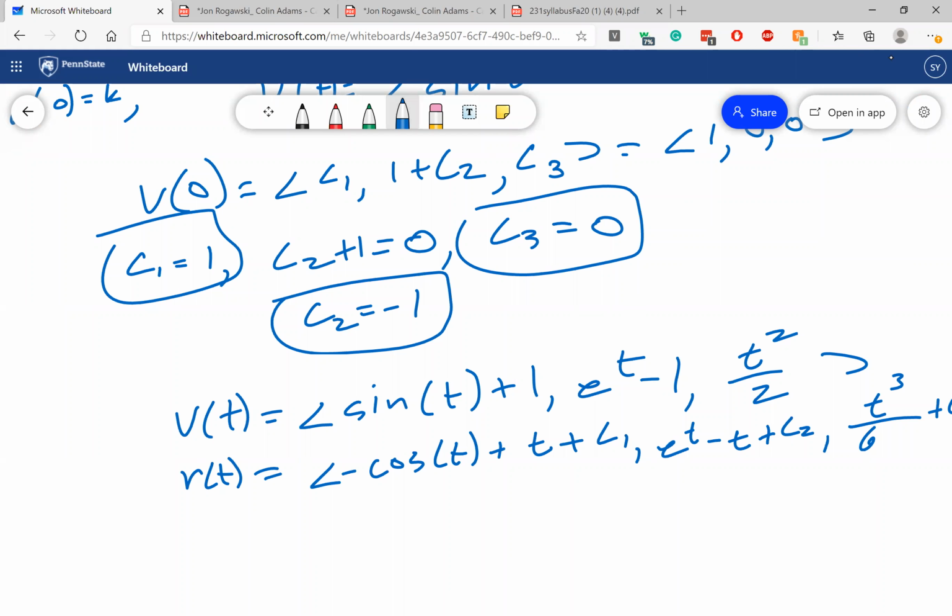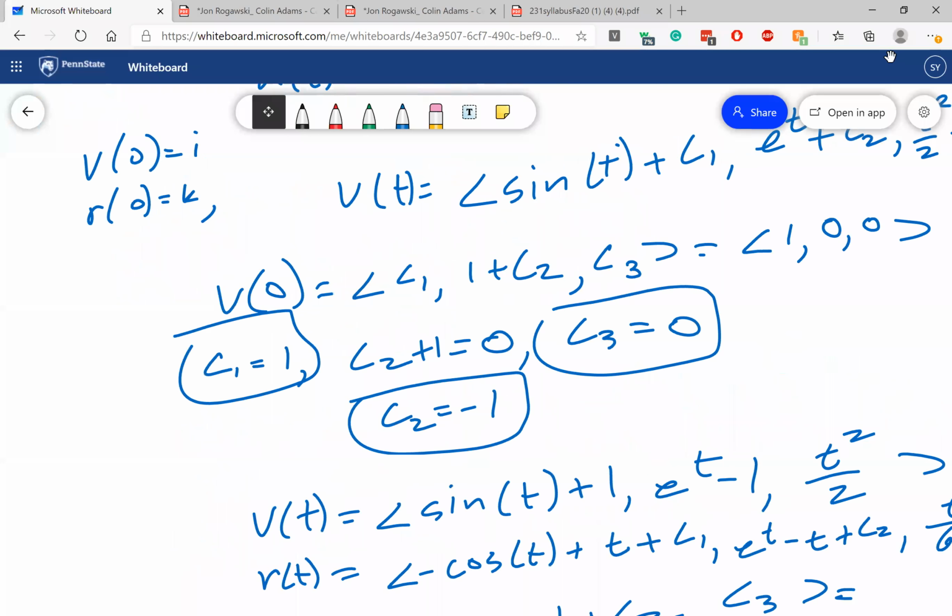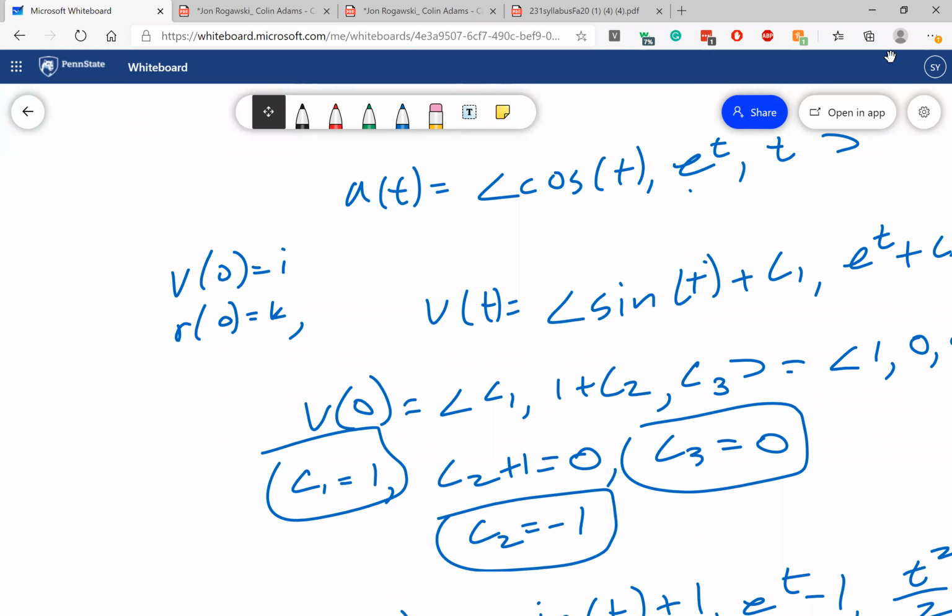So now r of 0 is going to be equal to, so this over here is going to be negative 1, and this is 0 plus c1. And this over here is going to be 1 plus c2. And this over here is going to be c3. That's equal to k.